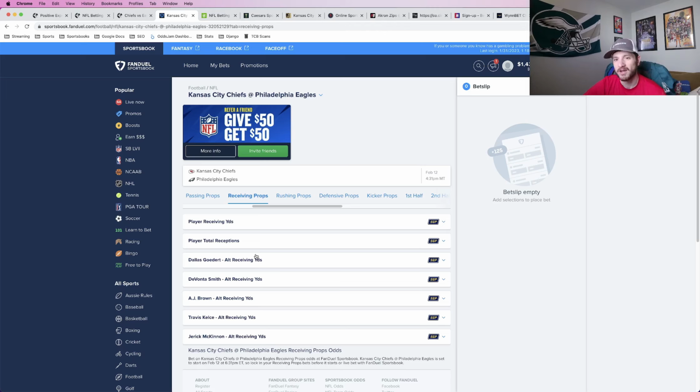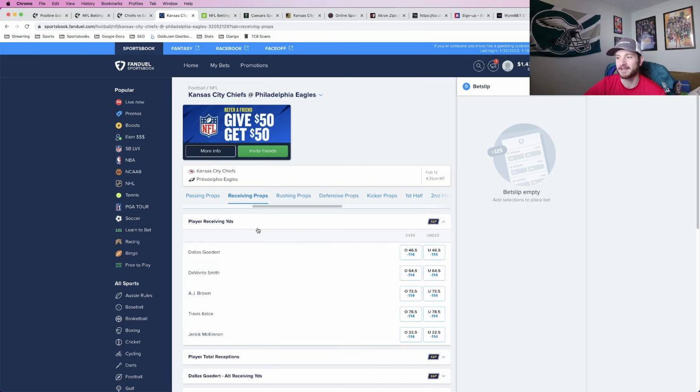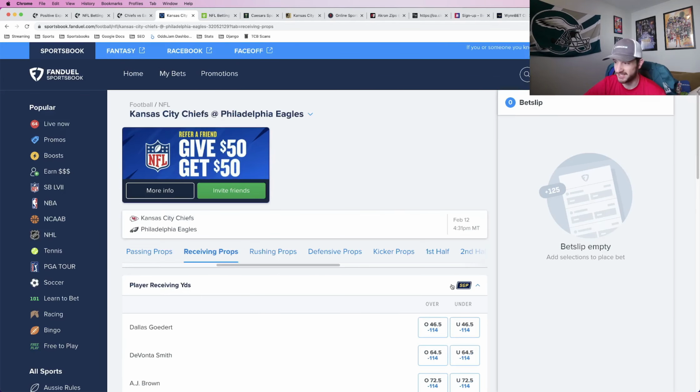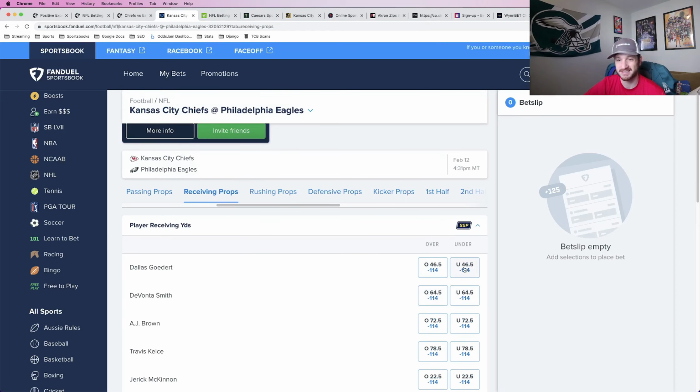All you need to know about alternate totals is that, so for Dallas Goedert, FanDuel is pricing, let me zoom in a little bit here, pricing his over-under receiving yards at 46.5.